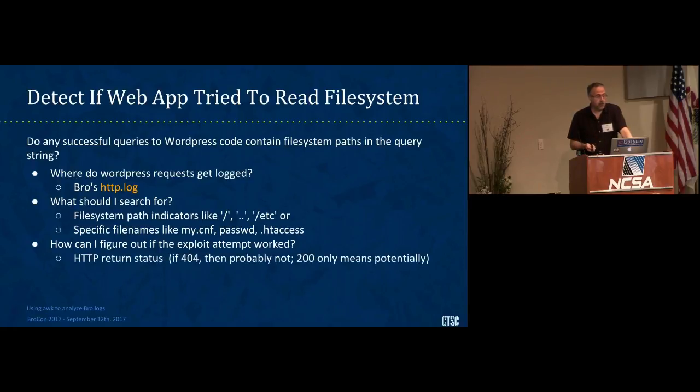How can we figure out if it worked? If it returns a 404, then probably it didn't work. If it's a 200, it only means that it potentially worked in the return status. We would still have to manually check to see if that file really exists, because a 200 would only mean that the web server answered for that script URL that you passed it. So you'd have to check.